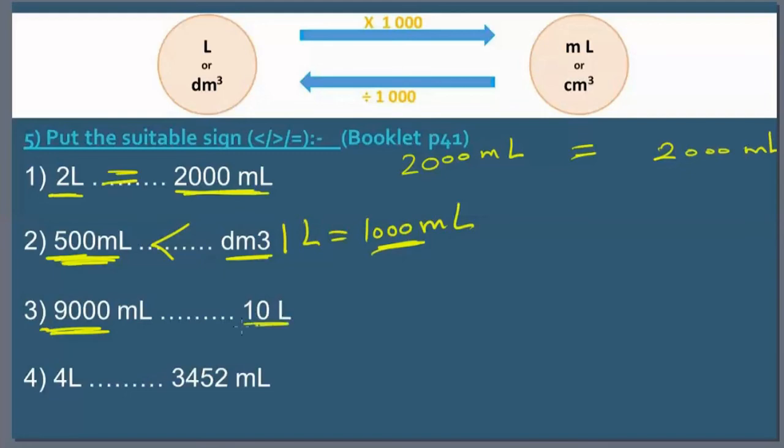9,000 milliliter and 10 liter. We said before I will convert from liter to milliliter. So 10 liter will be 10,000 milliliter. So here I have 10,000, which is bigger than 9,000. And the last one, 4 liter, which equals 4,000 milliliter, and 3,452. So this is bigger.